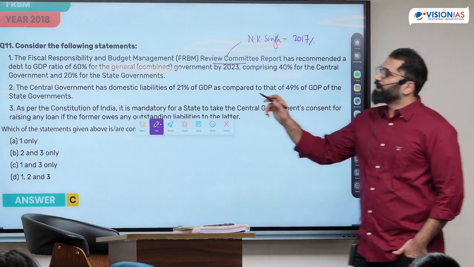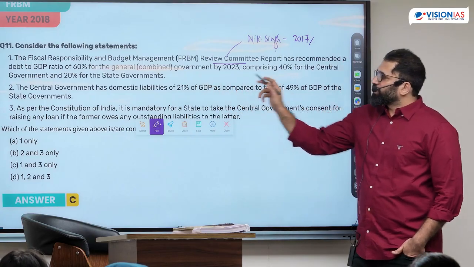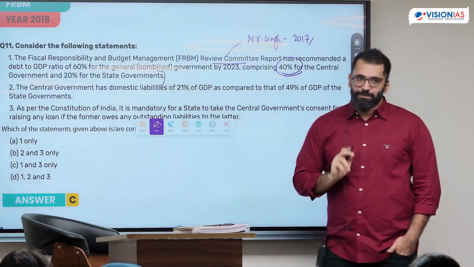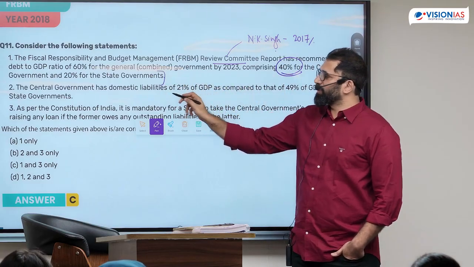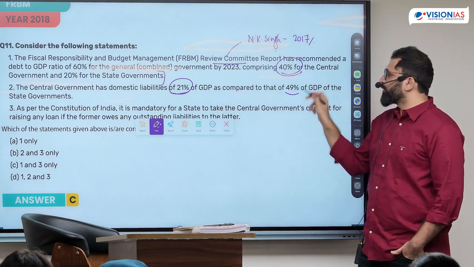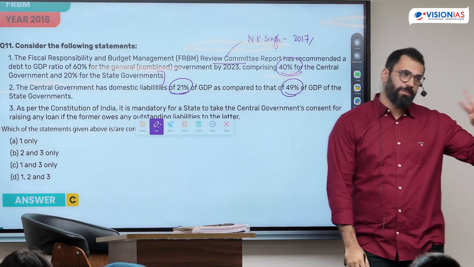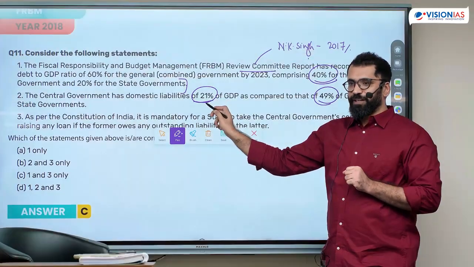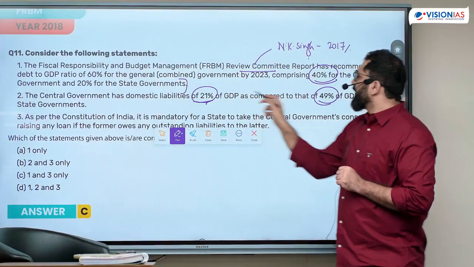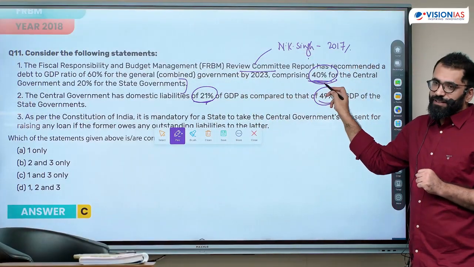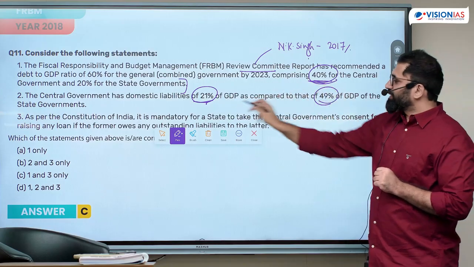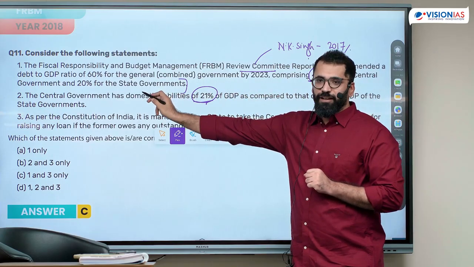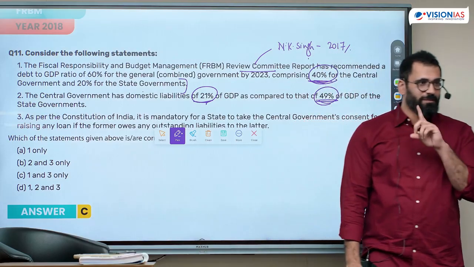FRBM has recommended debt to GDP of 60%, comprising 40% for center and 20% for states. The central government domestic liabilities is 21% compared to 49% of state. Now read the two statements together. It is saying center government's liability is 20, the review committee is saying that center's liability can go up to 40. And state government liability is 50%, but liability can go up to only 20. That means both the statements are incongruent.